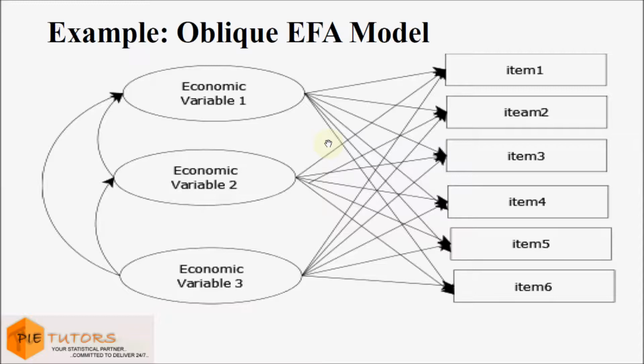So here is an example of an oblique EFA. This is oblique in the sense that all the latent variables are correlated with one another. This is different from the CFA in the sense that each of the indicators are related to each of the latent factors.